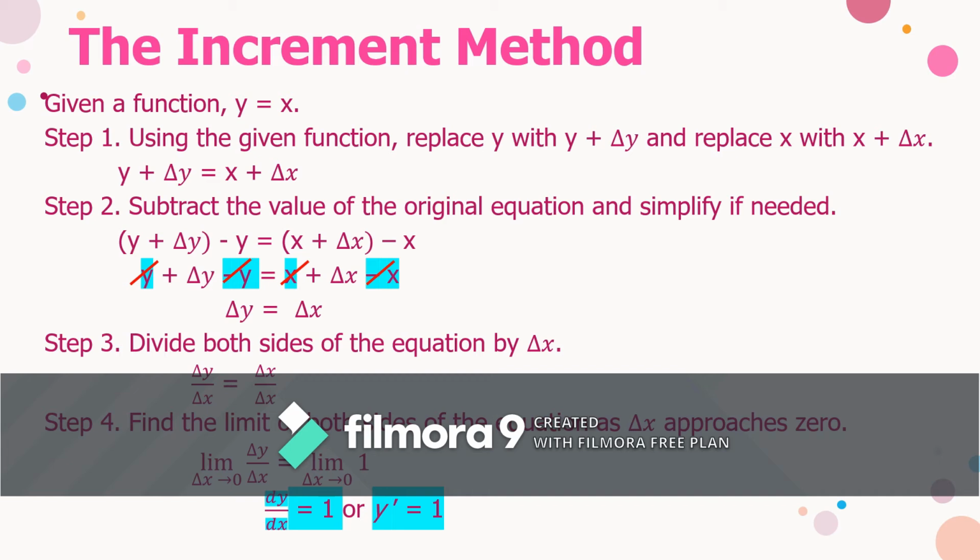Fourth step, find the limit of both sides of the equation as delta x approaches 0. Since the value of delta x over delta x is 1 and the limit of 1 as delta x approaches 0 is 1. So always remember the limit of a constant is always a constant.